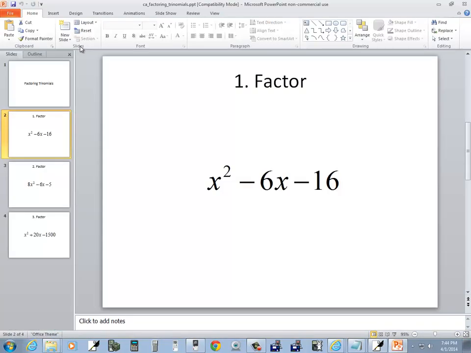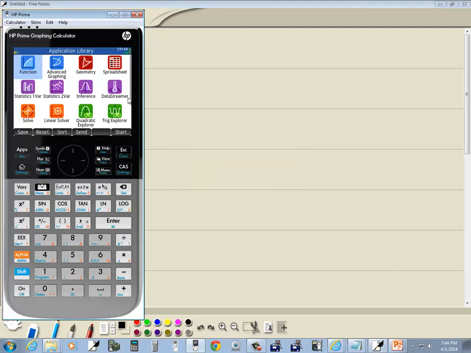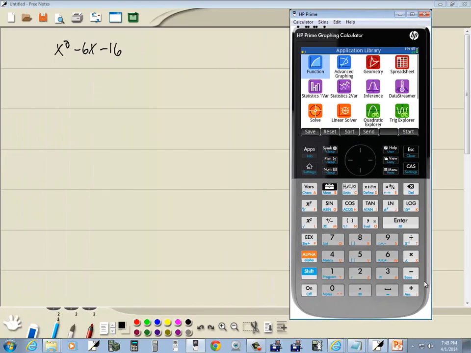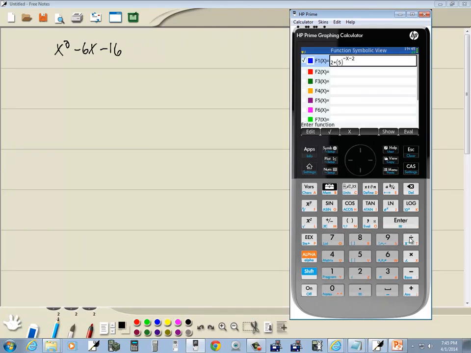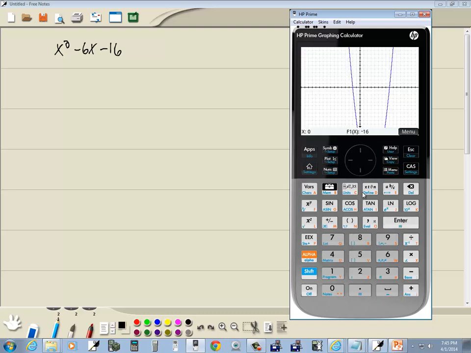So we've got x squared minus 6x minus 16, and we want to factor that. Let's put that in our calculator. I'm going to go to my apps menu, go to function, enter a function, do a backspace to wipe out what's there, and put in my x squared. So I press my x key, x squared, minus 6x, minus 16, press enter, and then press plot.